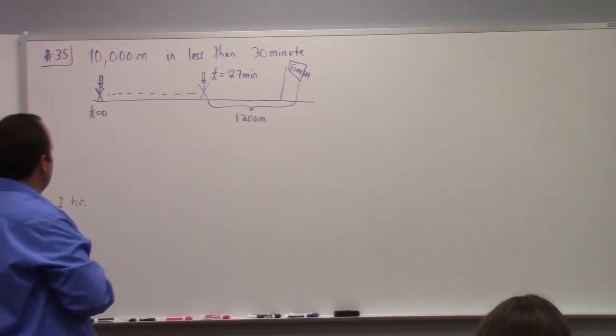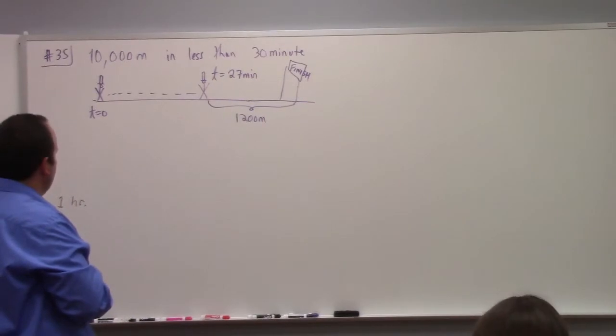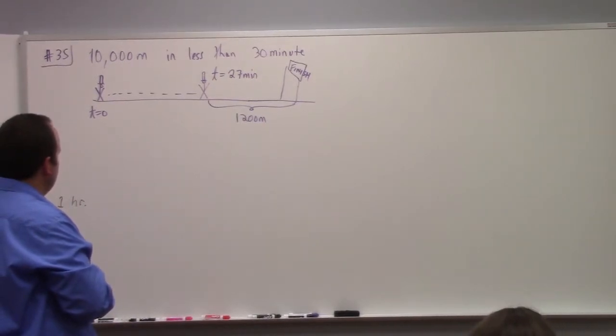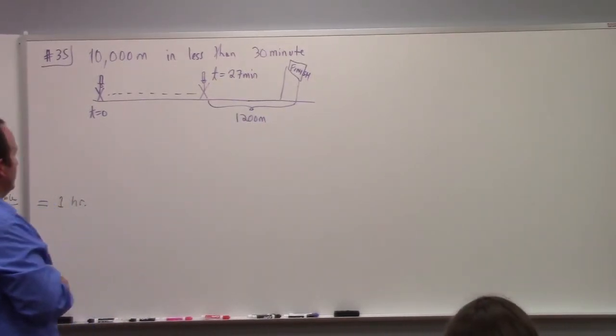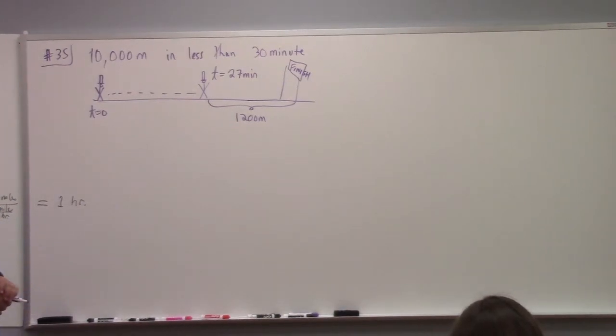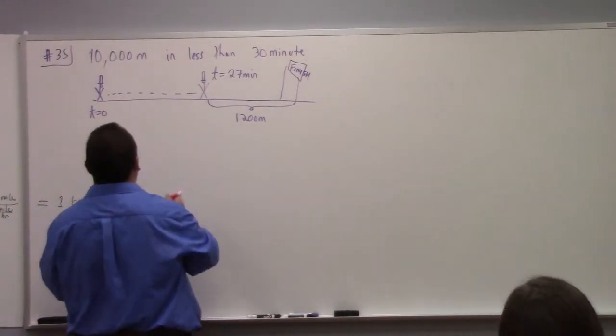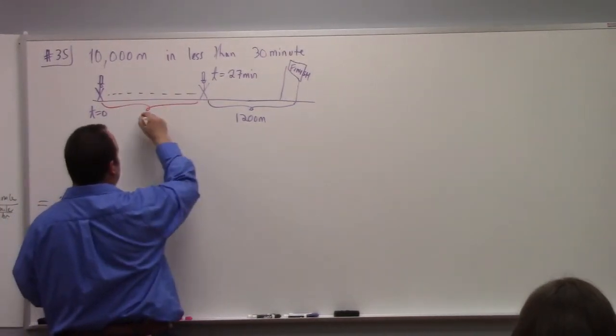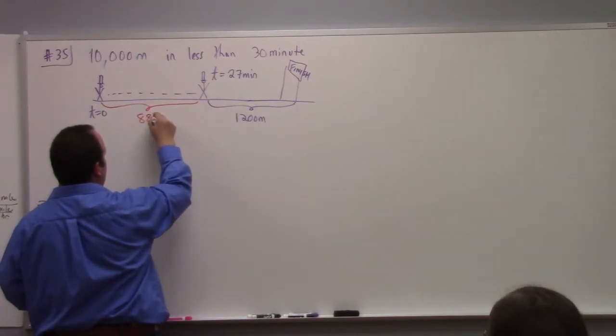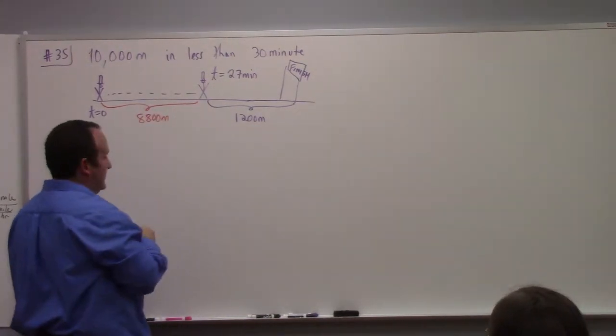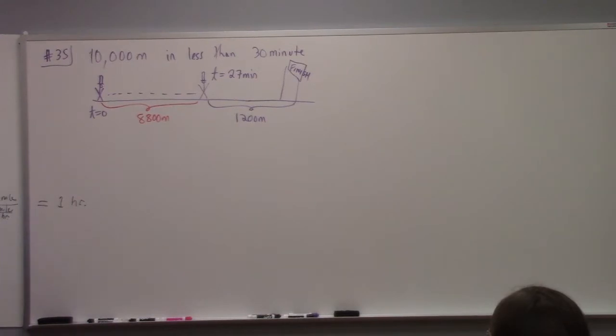Now, in this problem, we know that the net distance is 10,000 meters, right? So you could figure out how far this runner has already run. Yeah, so we could figure that out. Does that matter to the problem? I'm not sure it does. But what are we asked?